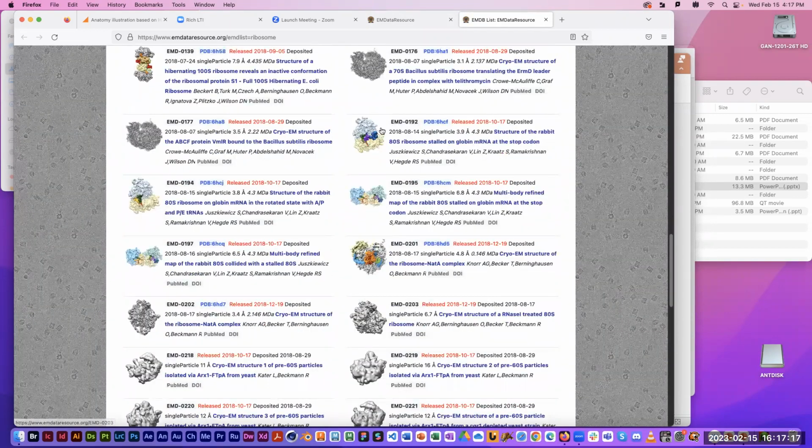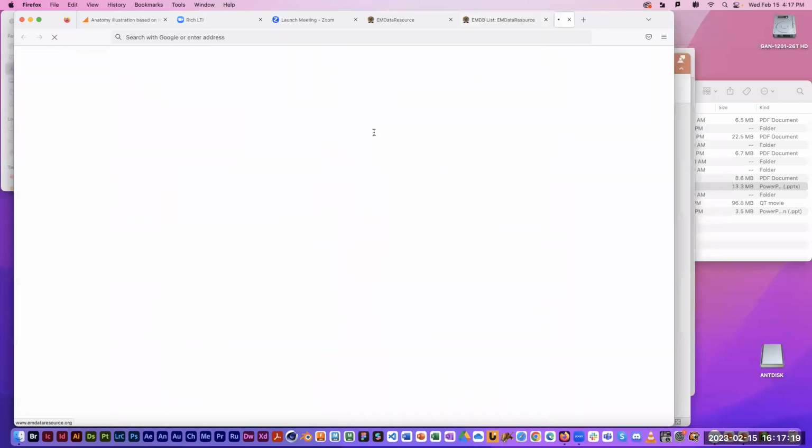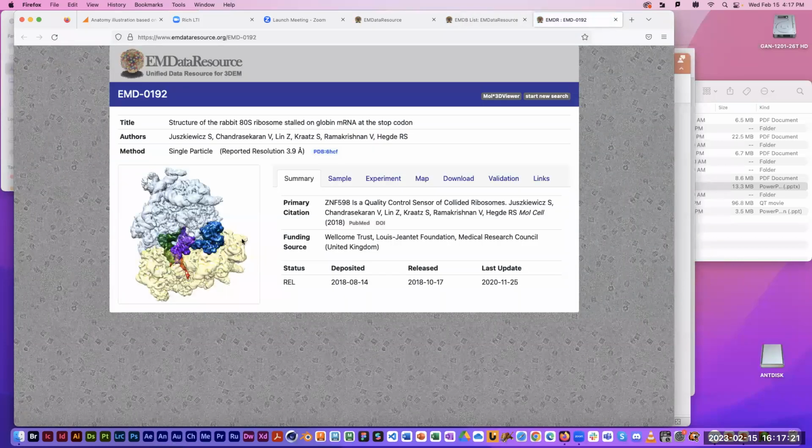But if I were to click, say, on this one, I can see a preview image of what the thing might look like. I can see the blue is probably the small subunit, the yellow is probably the large subunit, and then the green, purple, and darker blue are the tRNA molecules. So I get a sense for what's in the model.